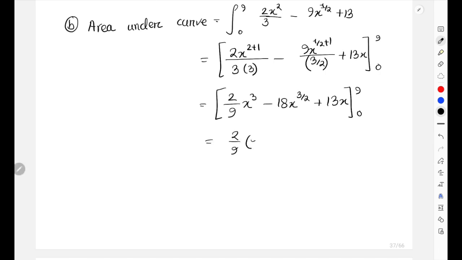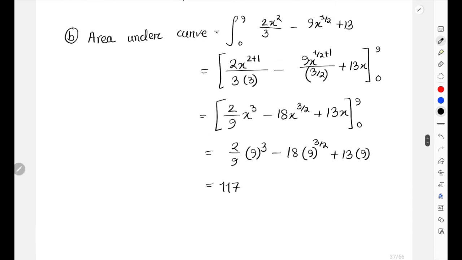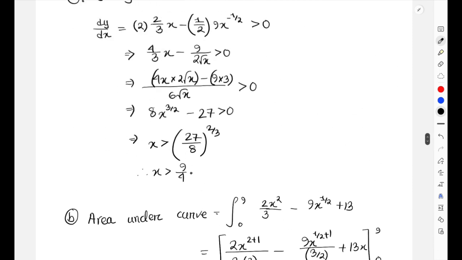So 2 by 9, 9 power 3, 18, 9 power 3 by 2 plus 13, 9, and this will give you the final answer for the area under the graph would be 109 divided by 21. Sorry, I think this is, wait, let me calculate it. This is 117 that you are getting for this part, okay? This is 117.